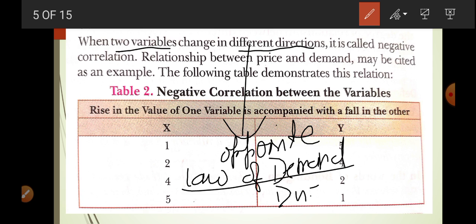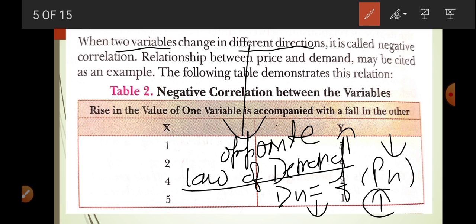The law of demand is what? Demand of x is a function of Px, keeping other factors constant. So if price increases, demand decreases. If price decreases, demand increases. So we find both are changing in opposite direction. So it is known as a negative relation.